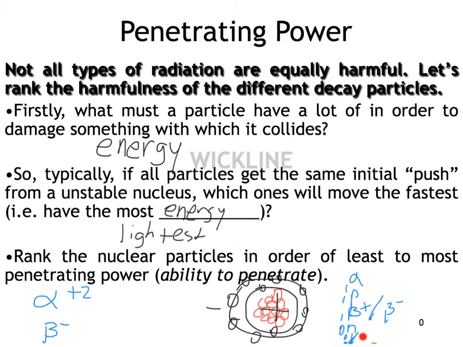And then lastly, we have our gammas. The gammas are not going to be repelled, and they're going to be moving super fast. So definitely gamma is the highest, and I would say definitely alpha is the lowest. And try to remember the ones in between, but these extreme ones are extremely important.